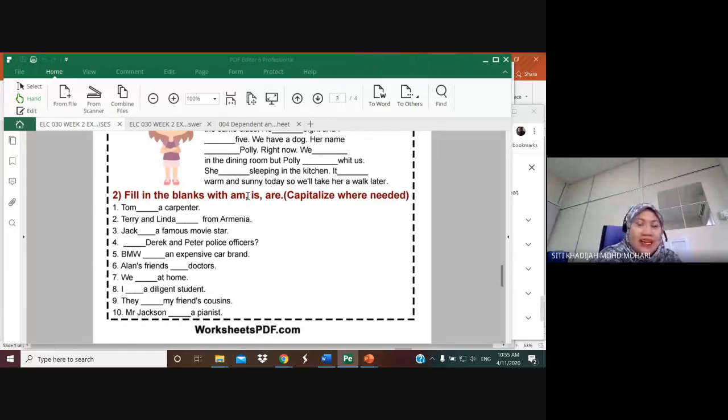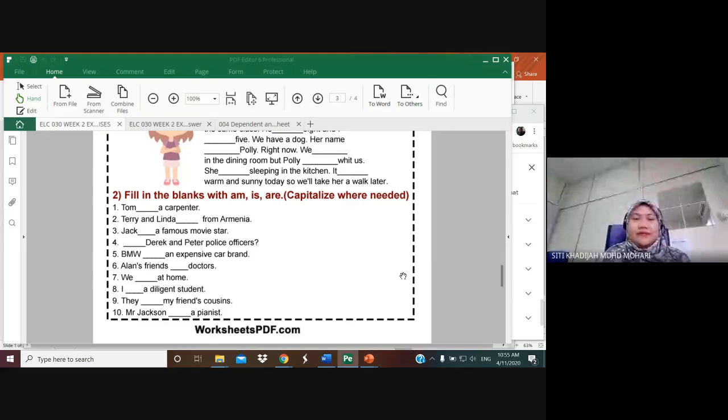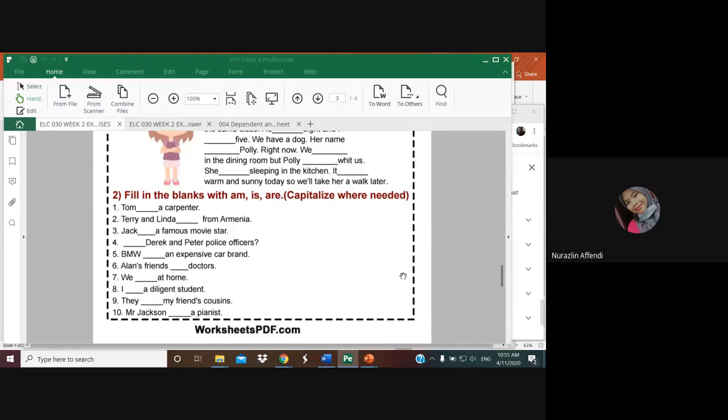Very good. So fill in the blanks with am, is, and are. You have to capitalize when needed. Could you give me all the answers for the 10 sentences? Number 1. Tom is a carpenter. Two, Terry and Linda are from Armenia. Yes, Jake is a famous movie star. Four, Derek and Peter are police officers.